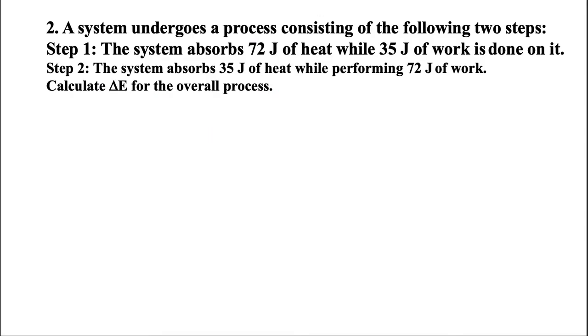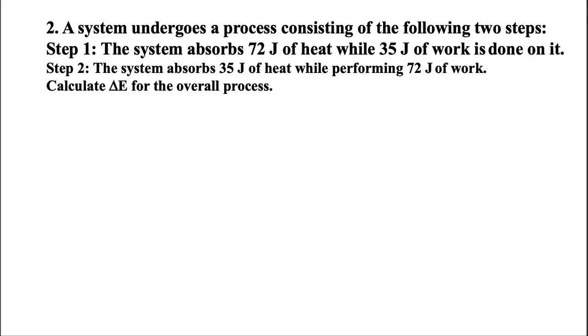Now, let's go to another problem. A system undergoes a process consisting of the following two steps. Step 1. The system absorbs 72 joules of heat while 35 joules of work is done on it. That is the first step. Second step, the system absorbs 35 joules of heat while performing 72 joules of work. Calculate delta E for the overall process.